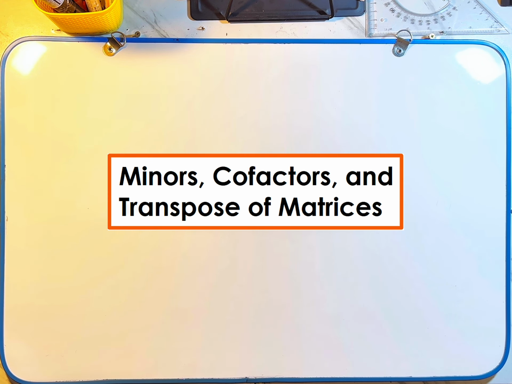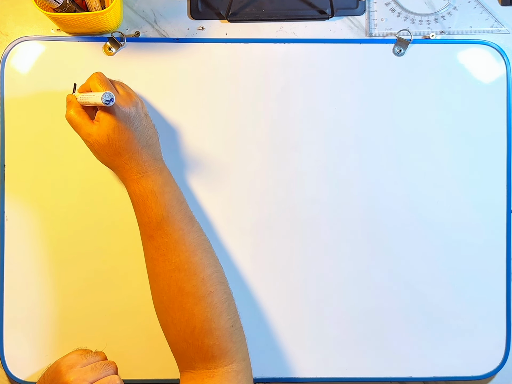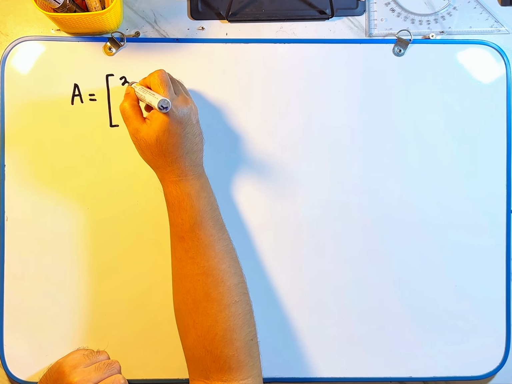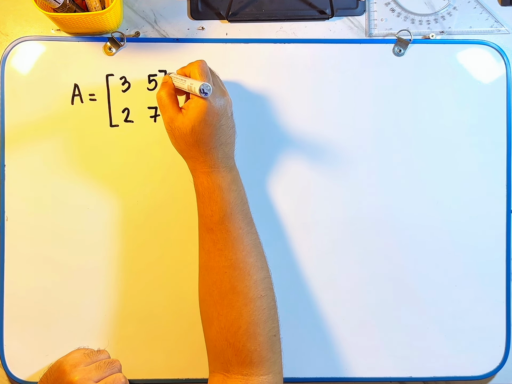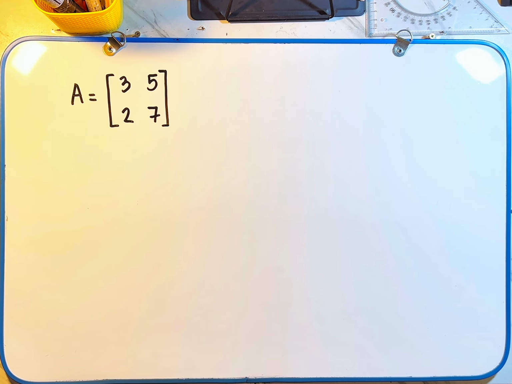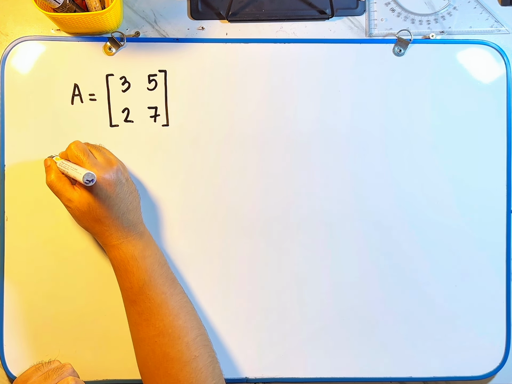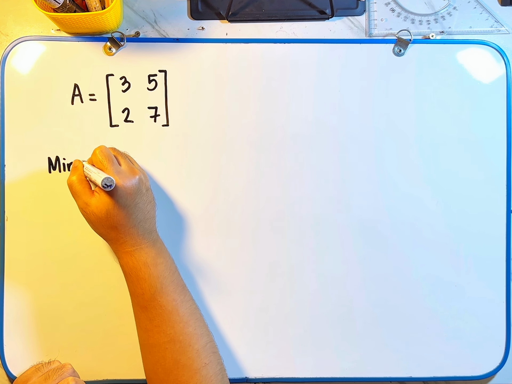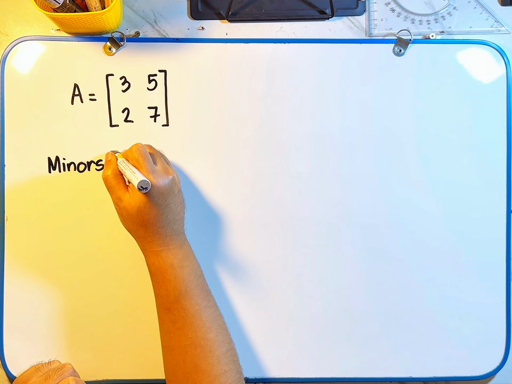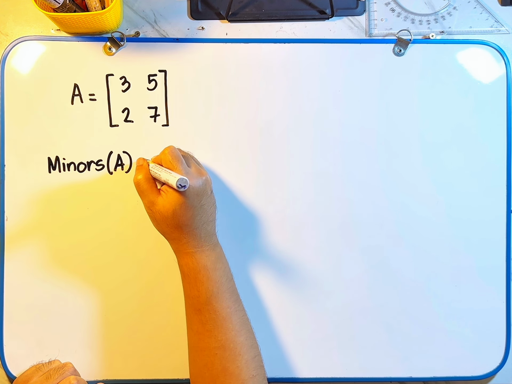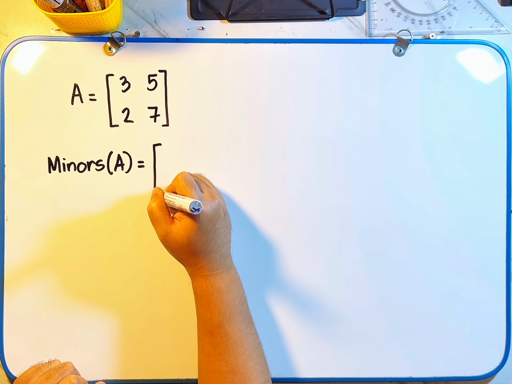Hello, in this video let us discuss minors, cofactors, and transpose of matrices. Let us consider the following 2 by 2 matrix. And let's say the requirement here is to find the minor of this matrix. So minors of this matrix A is, of course, we have another 2 by 2 matrix.